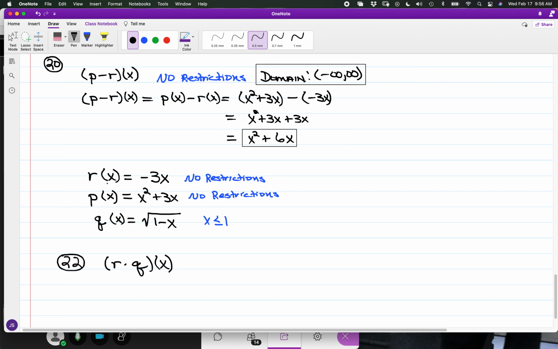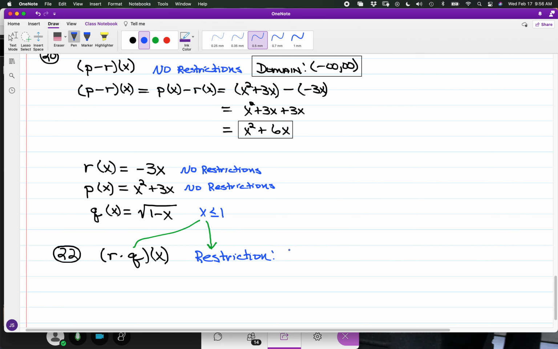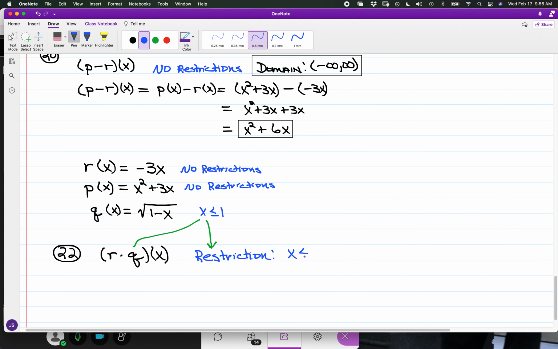Now, r of x itself, for the r part, has no restrictions. But in the case of q of x, to be able to work with q of x, x has to be less than or equal to 1. So we're looking at the q part here. And so for this problem, the restriction is going to be that x is less than or equal to 1.